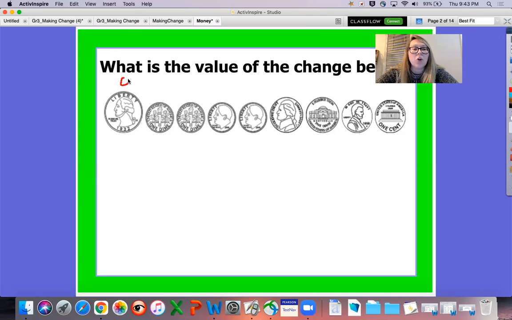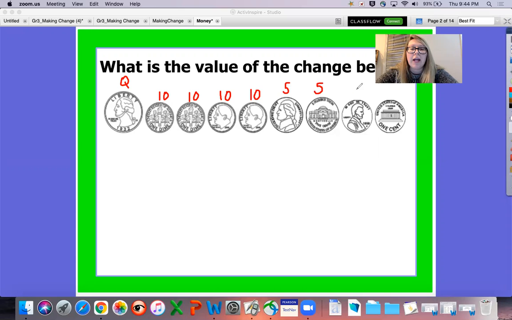I know that this is a quarter. Quarters are worth 25 cents, right? I know that this is a dime, so 10 cents. I have four dimes, each 10 cents. These two here are nickels, and they're worth 5 cents. And our last two here are pennies worth 1 cent. Okay, so now I'm going to show you the counting on, or the skip counting method.